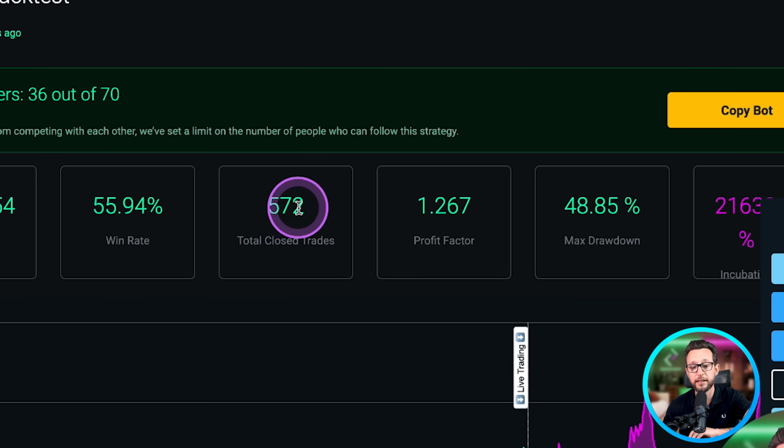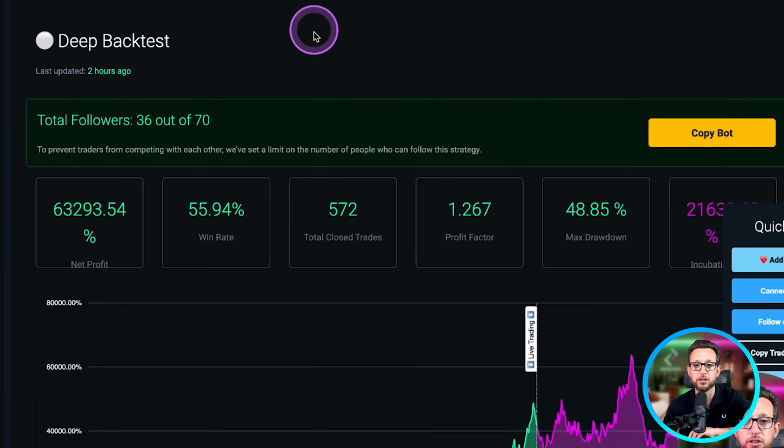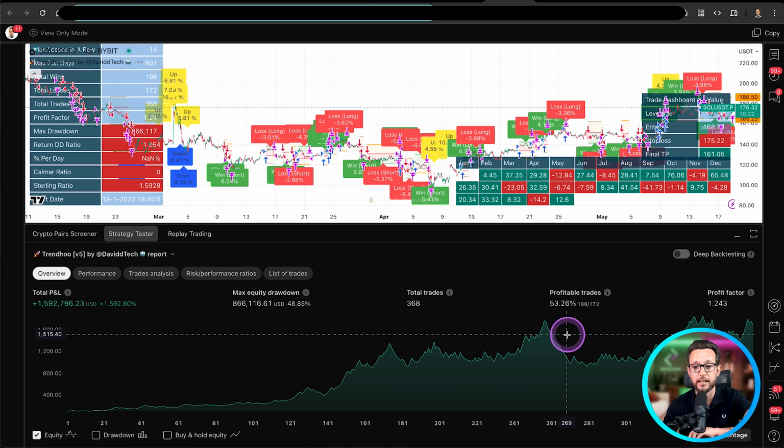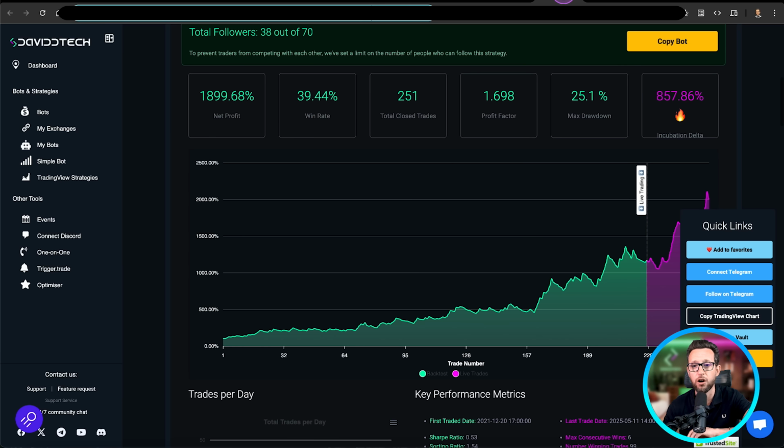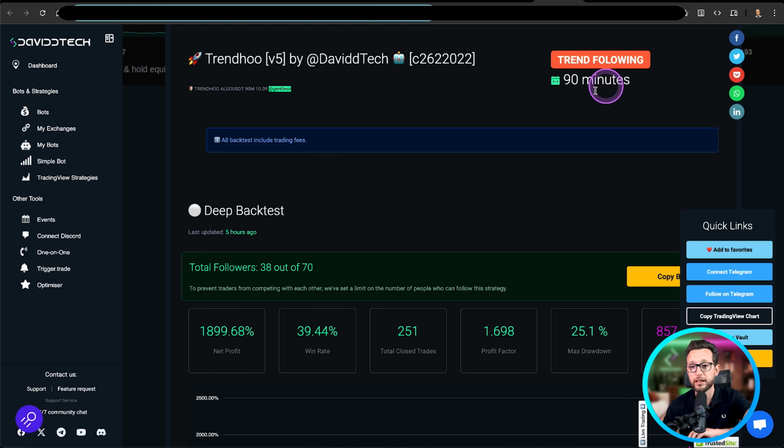We had 572 closed trades, a profit factor of 1.2. The max drawdown was huge at 48% and a win rate of 55%. So potentially on Sol USDT, this one may actually not be the greatest of strategies on Sol. But the next backtest is on 90-minute time frame.